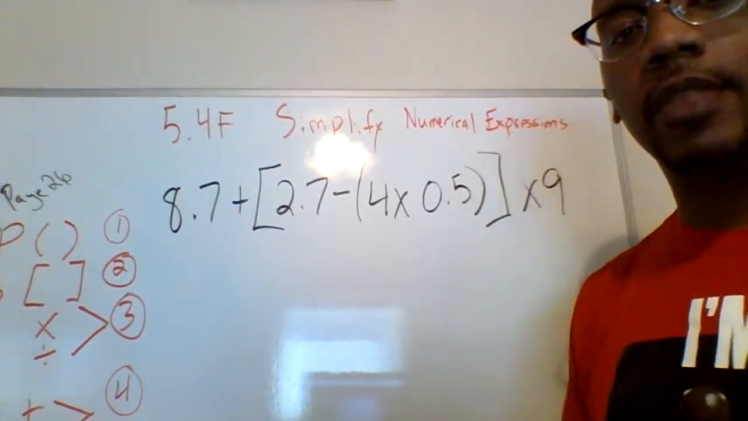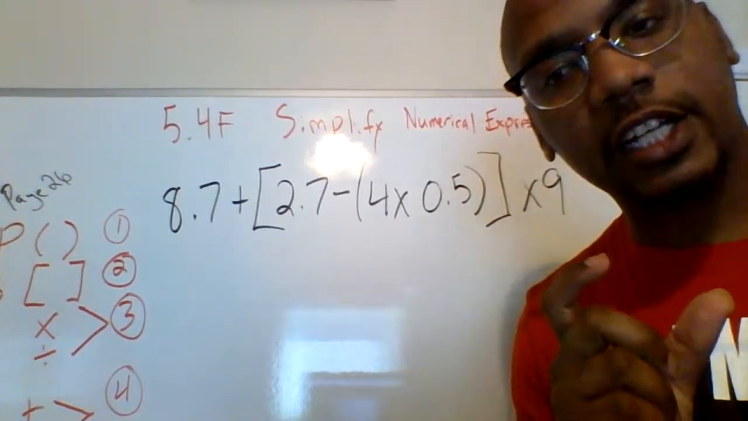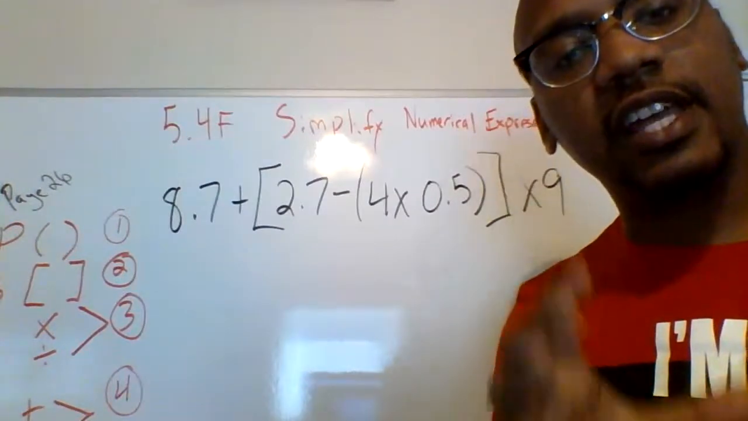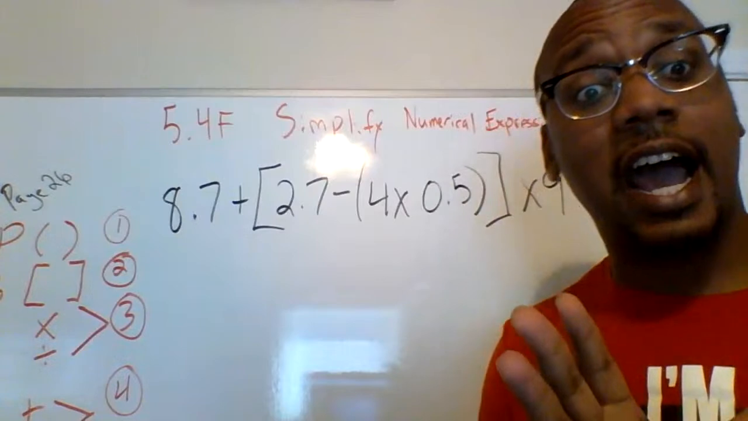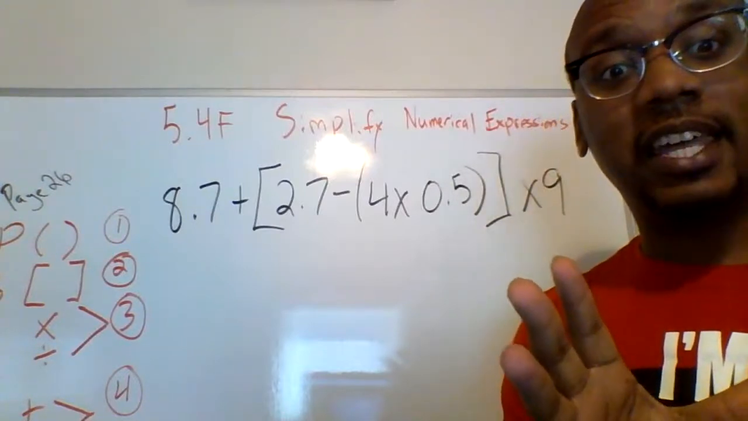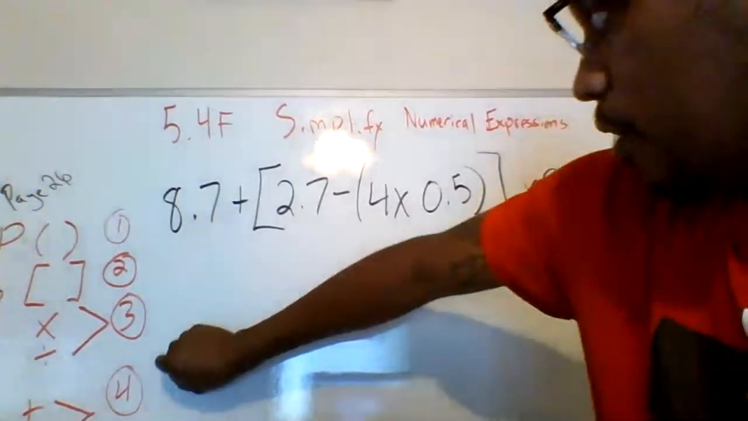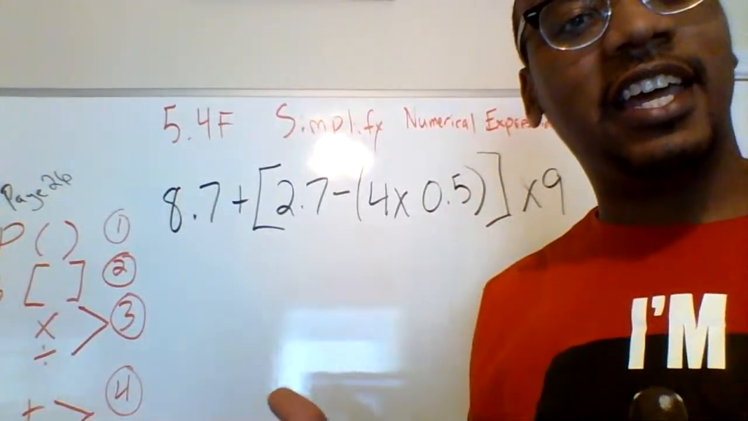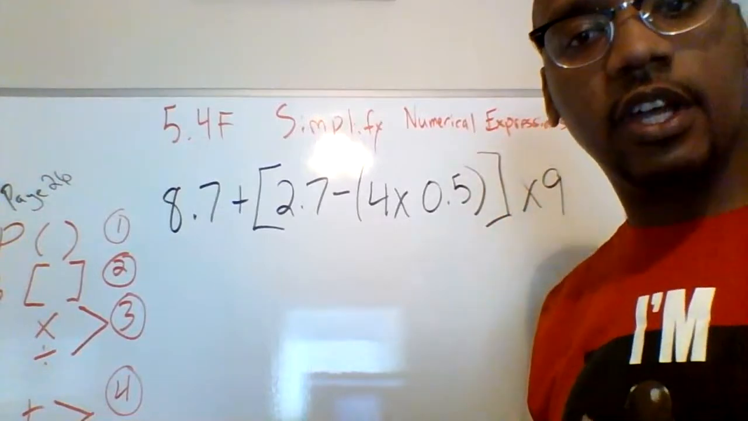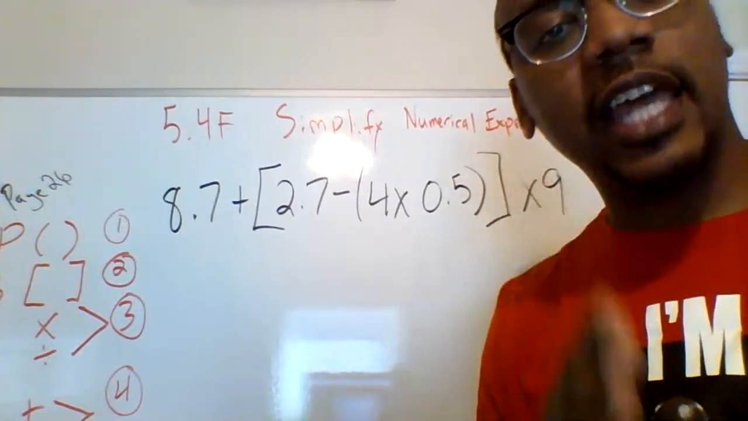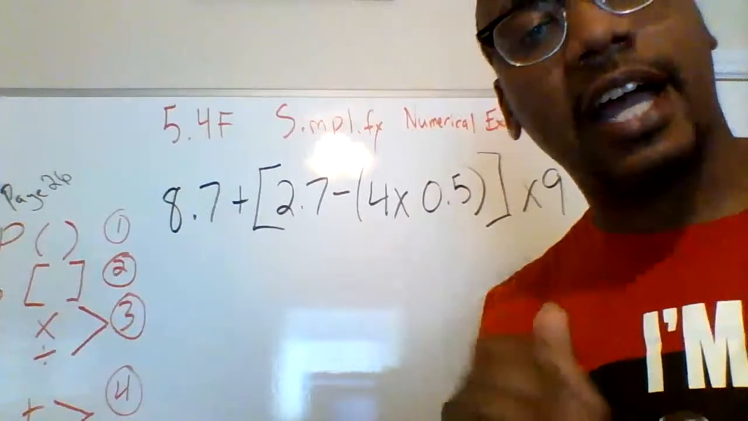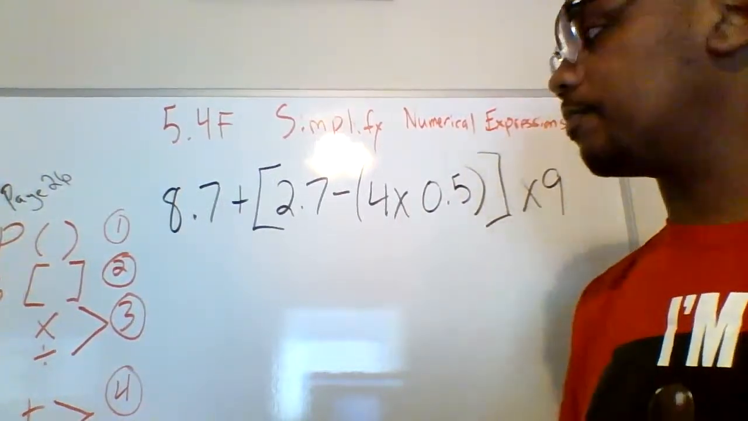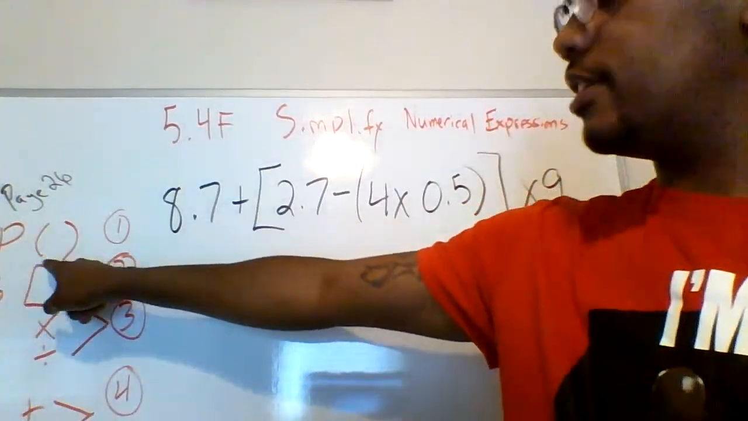So the key to simplifying expressions is keeping the problem organized. Because some of the kids, they do work right here, then they do work right there, then they do work right there, and then they forget what part of the problem they're on. The key to it is keep the problem organized. So let's say, okay, Mr. T, can you help me out? Okay, cool. Step 1 is parentheses.